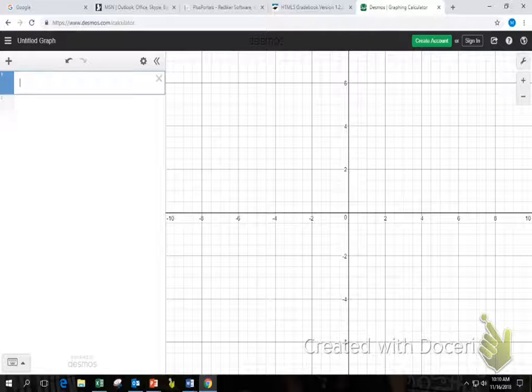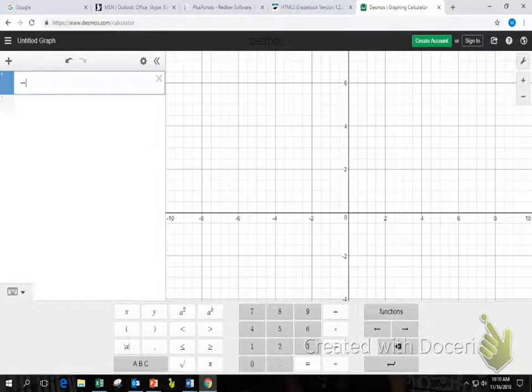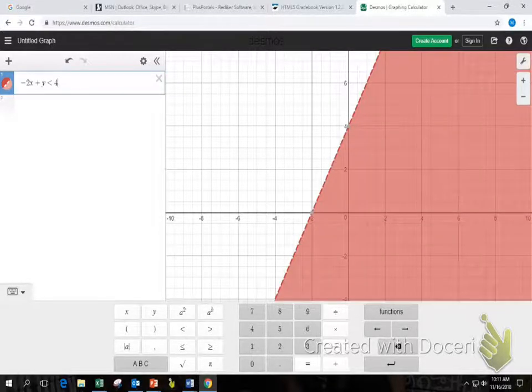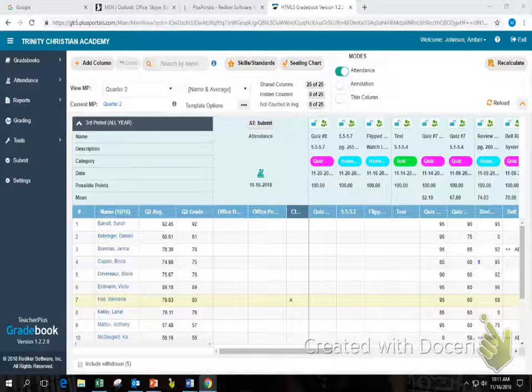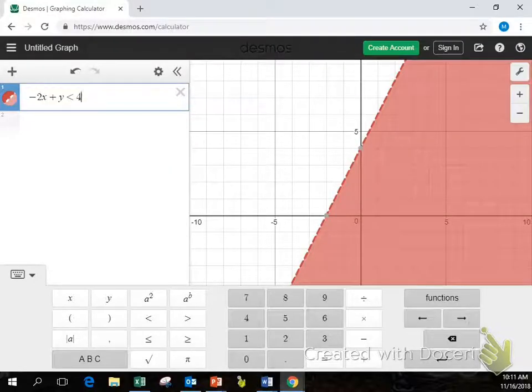All right, so for letter B, the first inequality that we are supposed to be plugging in is negative 2x plus y is less than 4. Okay, so just less than 4. So we can see on Desmos that we've got what kind of a line? Is it dotted or is it solid? Dotted. Okay, it is dotted.